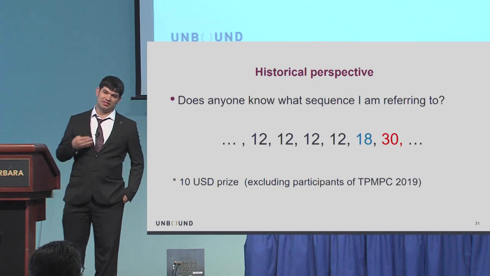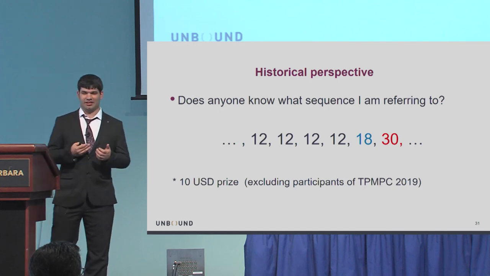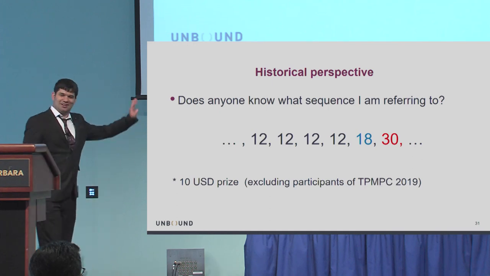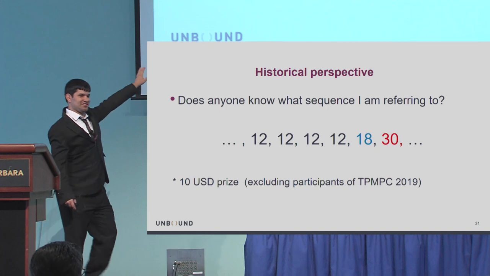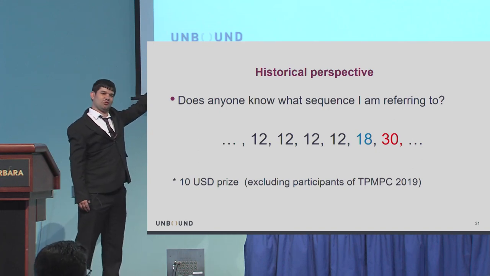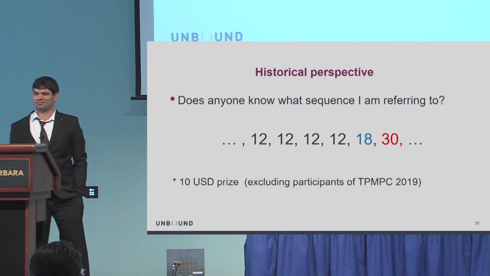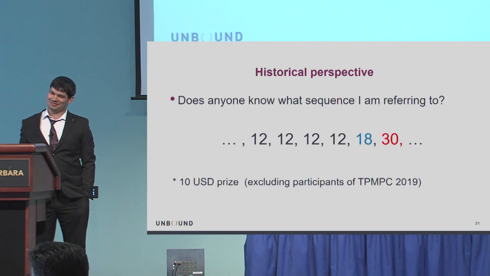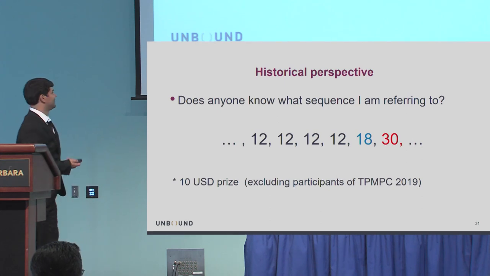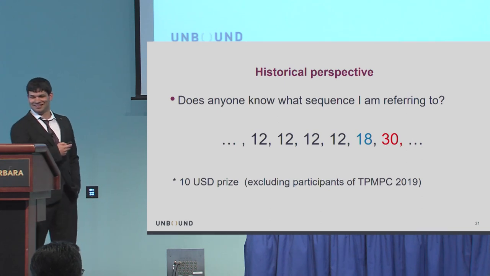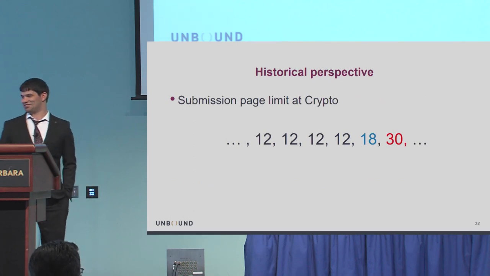Okay, but to see why papers are maybe not written in the best way for implementation, we have to look at a historical perspective. So excluding the participants of TPMPC 2019 who know the answer, does anyone know what the sequence is? I'll give you a clue. It's related to crypto. Something about submissions. Okay, somebody who already knows. All right, so it's the submission page limit at Crypto. So this sequence is the submission page limit at Crypto.